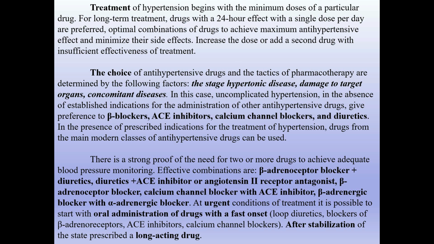Treatment of hypertension begins with the minimum doses of a particular drug. For long-term treatment, drugs with a 24-hour effect with a single dose per day are preferred. Optimal combinations of drugs are used to achieve maximum antihypertensive effect and minimize their side effects. With insufficient effectiveness of the treatment, an increase of the dose of the drug or addition of a second drug should be provided.